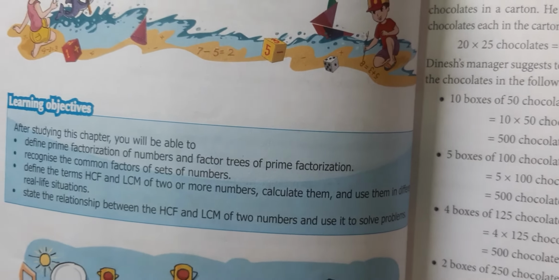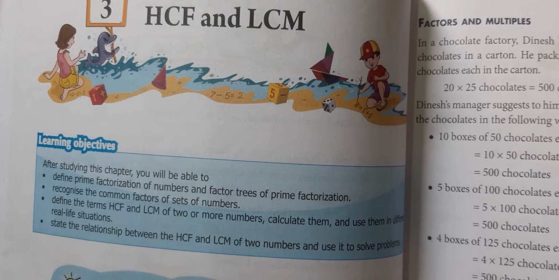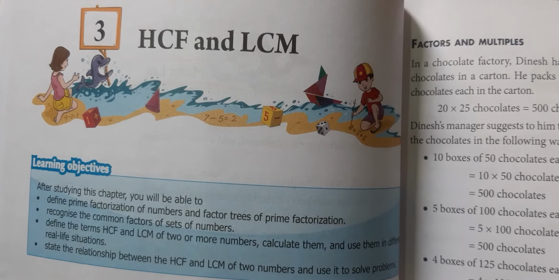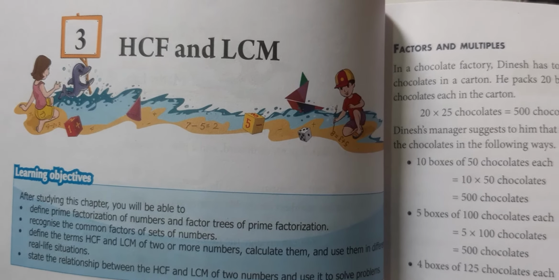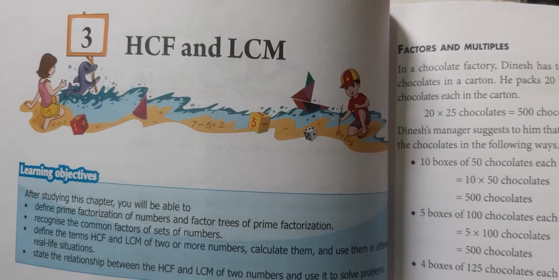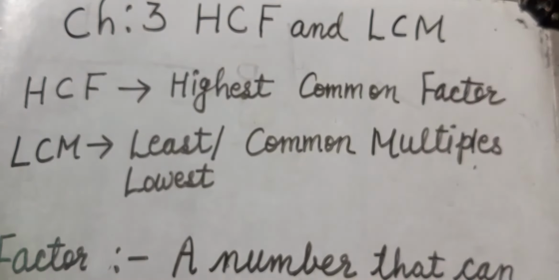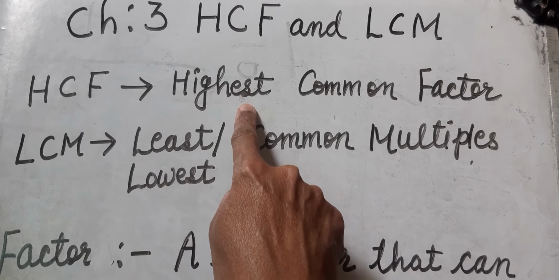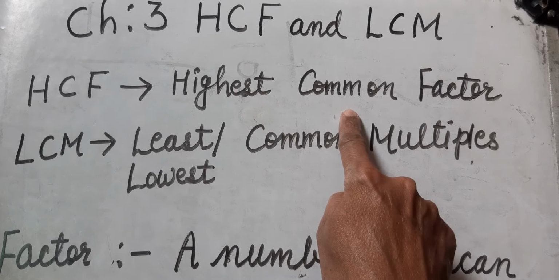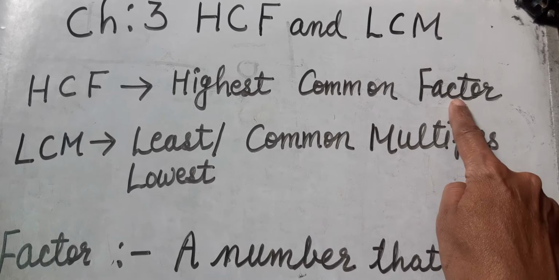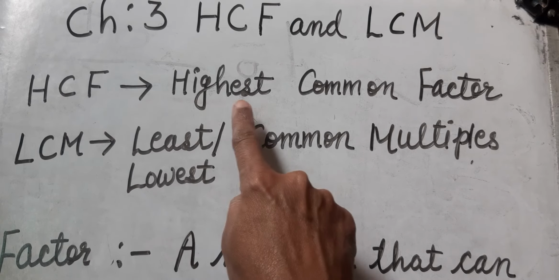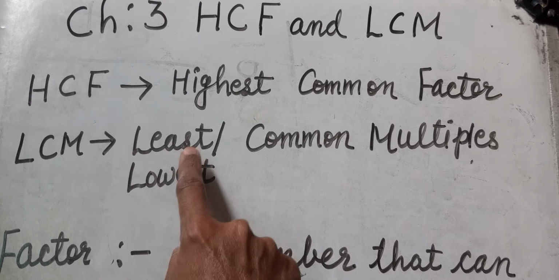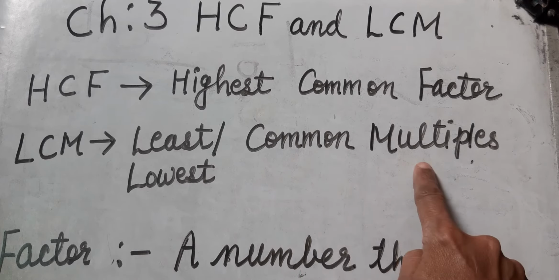Now, today we will see chapter 3, HCF and LCM. In the previous classes, you know what is HCF and what is LCM. Again we will revise. Now what is HCF? When we are talking about it, H stands for highest, C stands for common and F stands for factor. So HCF means highest common factor. LCM, least or lowest common multiple.